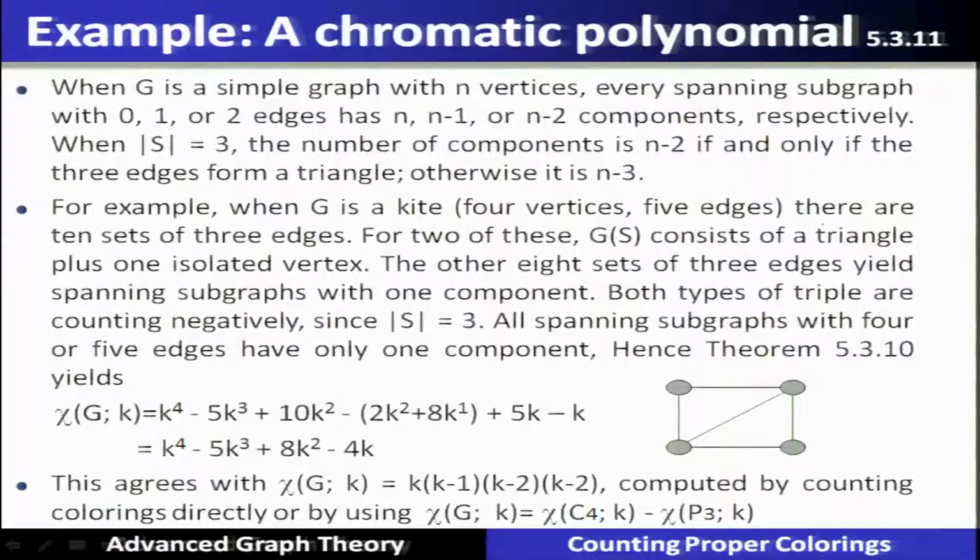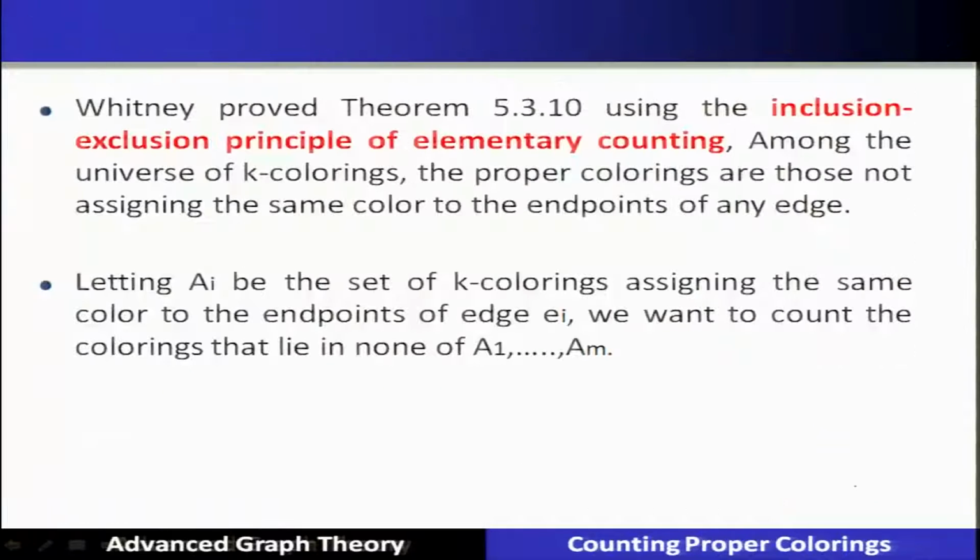Hence, the theorem yields, for this particular graph, k raised to the power 4 minus 5 times k raised to the power 3 plus 10 times k squared, and so on. That gives the same formula that we have earlier proved. So this agrees with the earlier computation method of counting different colorings directly, without using this formula. Basically, the chromatic polynomial is a direct method of application without doing all the enumeration steps in between.